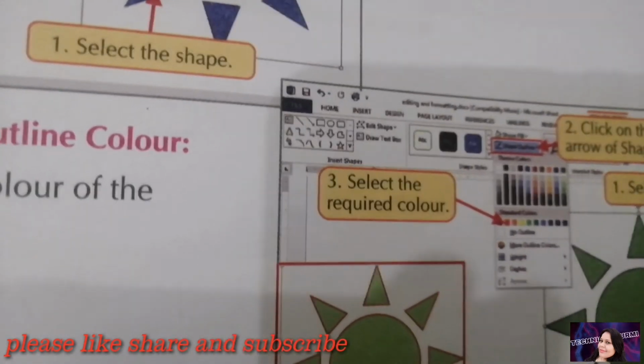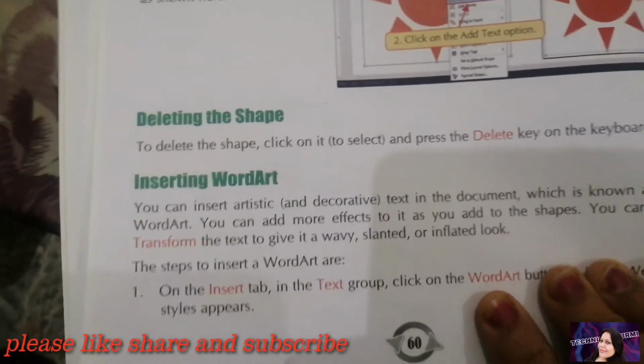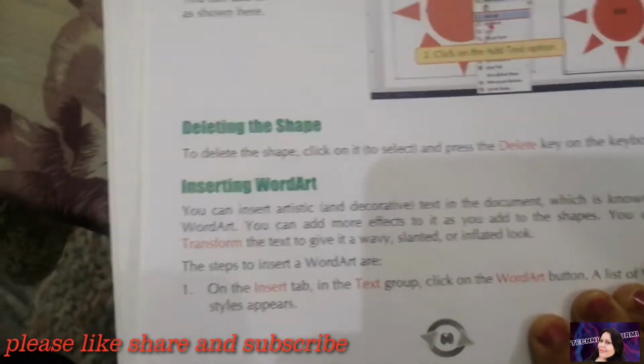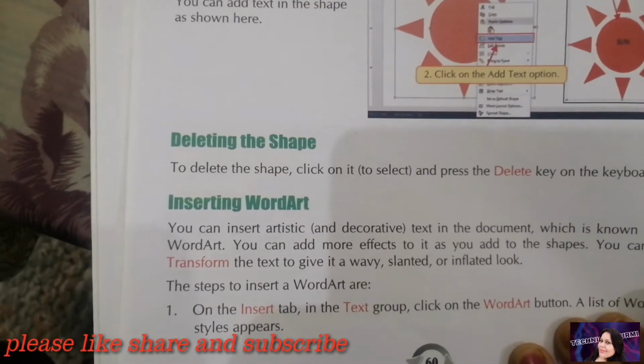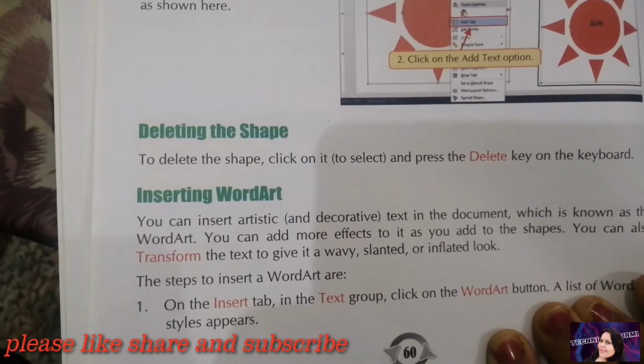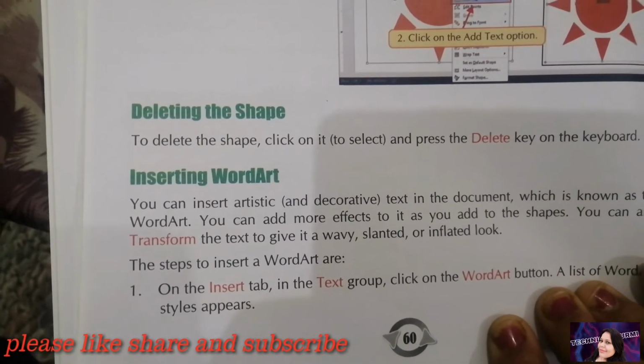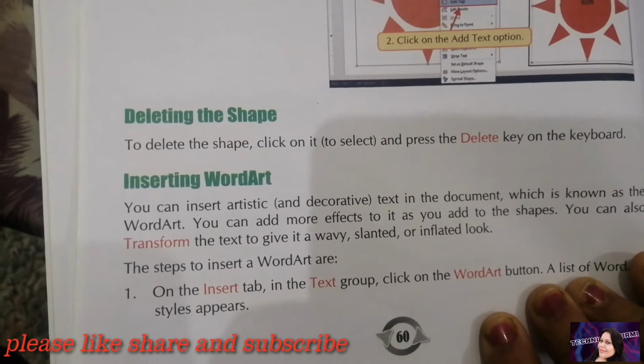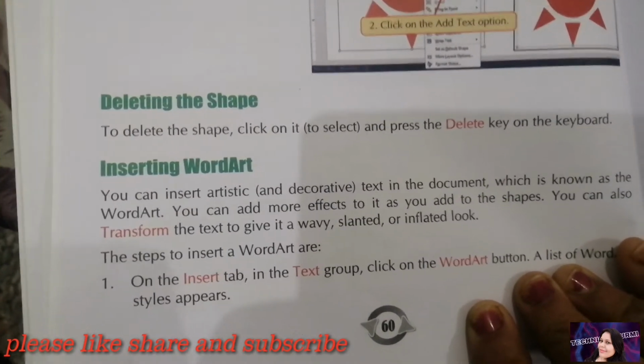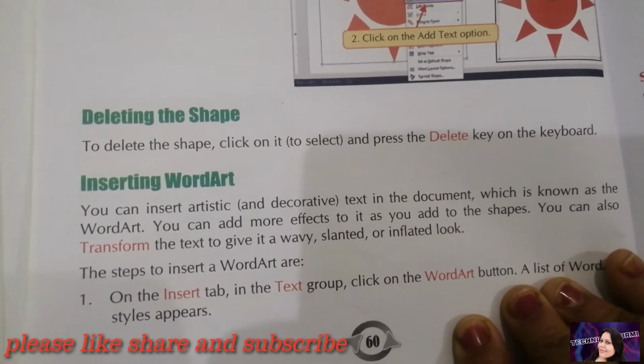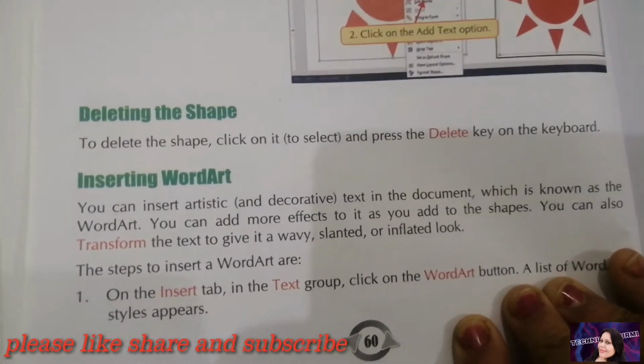Okay, if you want to delete your picture or shape, just select your picture or image and then click on the delete key with the help of the keyboard. आप कीबोर्ड से अपनी delete की को प्रेस करेंगे, then your picture or shape will be removed from there.